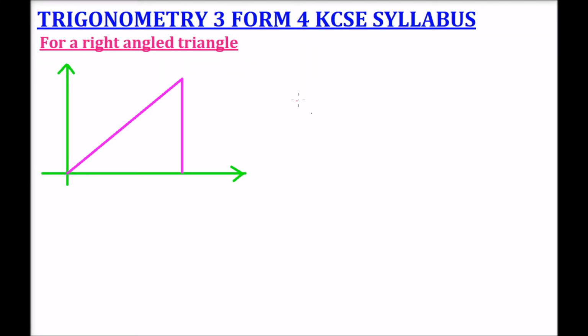So this is Trigonometry 3, which is a Form 4 topic in the KCSE syllabus. And earlier you had learned about the trigonometric ratios, that is trig ratios. This consists of the sine, cosine, and tangent. So these three, you had covered earlier.